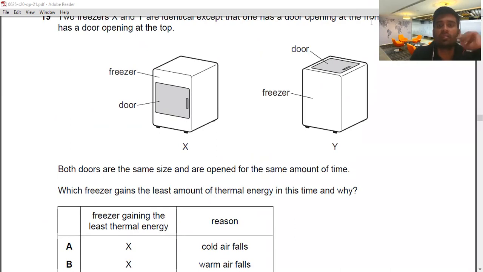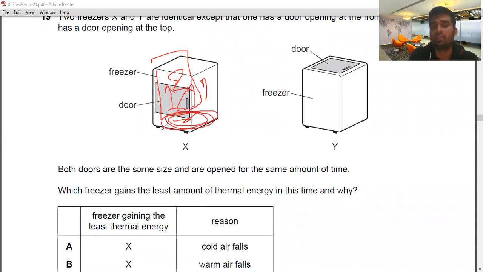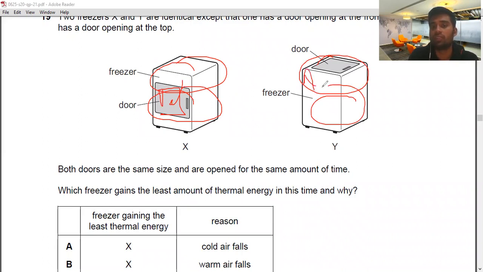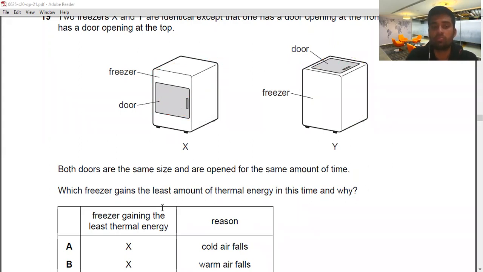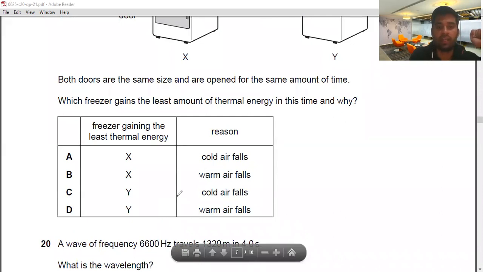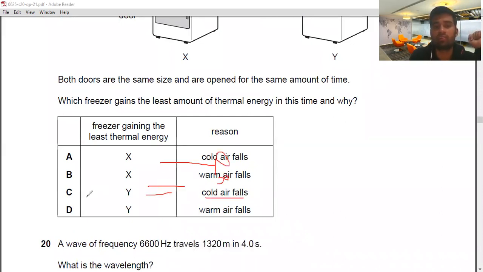We all know that warmer air is lighter in weight than colder air. So if this is a freezer, it has warm and cold air inside it. The warm air will go to the top, whereas the cold air will settle at the bottom since it's heavy. Now in X, let's say this is my warm air, this is my cold air, and if the door is opened, there are equal chances of the warmer air and the colder air coming out of this freezer. Whereas in this container, the warmer air is accumulated at the top, and if I open the door, there are more chances that the warmer air will come out of this freezer. Now, seeing the options: X colder air falls, wrong. X warmer air falls, wrong. Y cold air falls. I guess C is the correct option. Going to the next question.